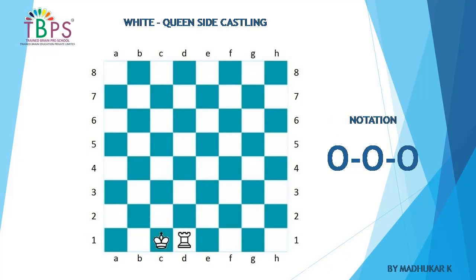For queenside castling, the notation is O-O-O. There are 3 O's. If it is confusing, just remember the king will move 2 steps for both kingside and queenside castling.